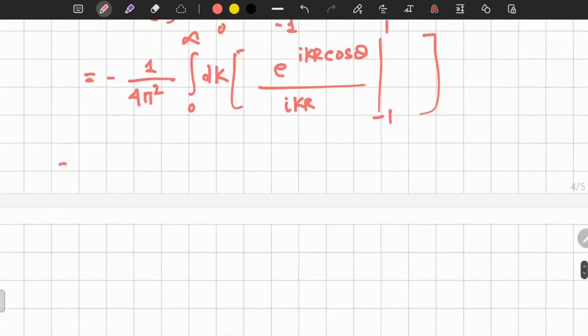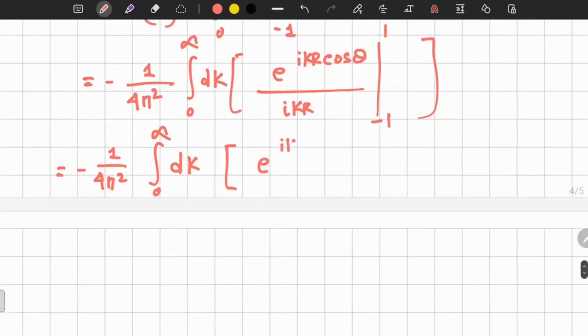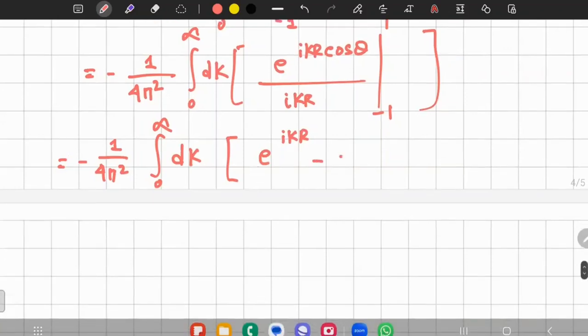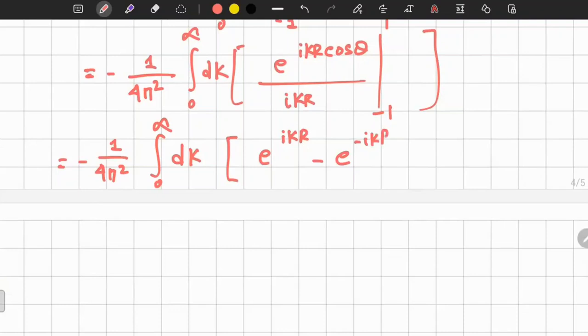So if we put this, then we'll obtain minus 1 by 4 pi square, 0 to infinity dk. It will be e to the power I k r. If it is 1, then just it's 1, and minus I k divided by I k. This I k is also there. Okay, so this is the integral.